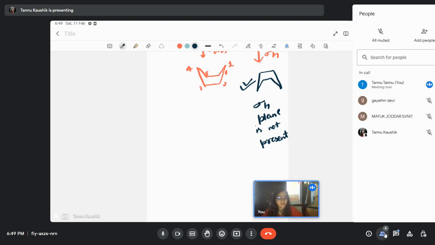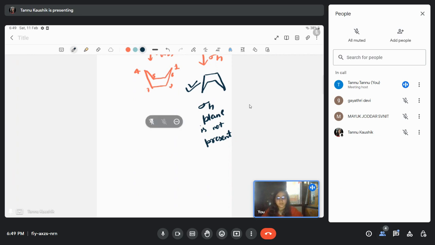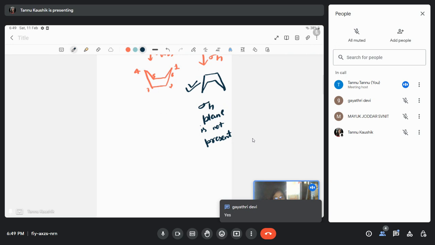Yes, Gayatri, what are you saying? Like you're saying that this boat form of cyclohexane has an inversion center, or are you asking something else?